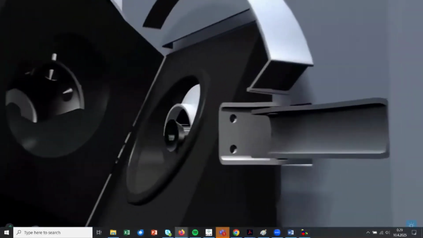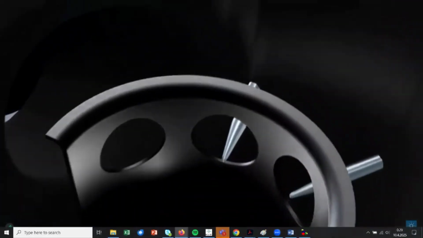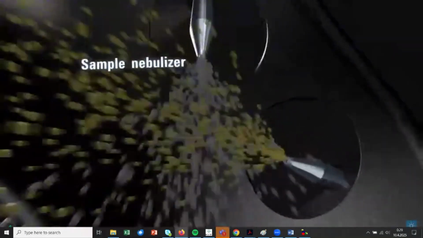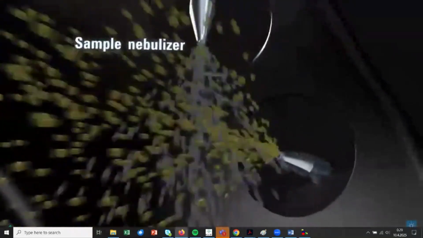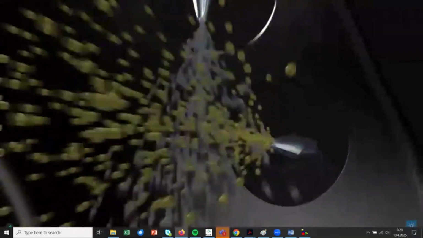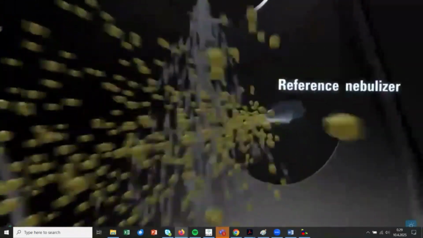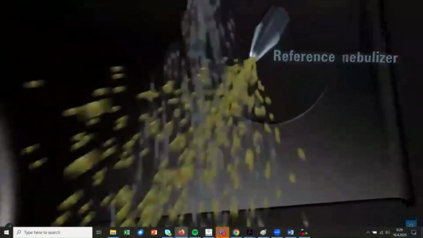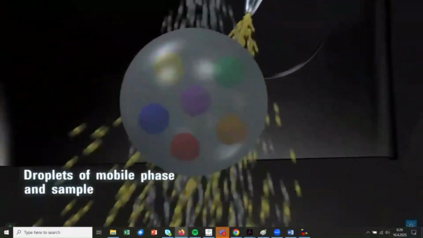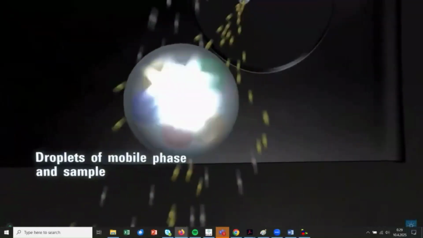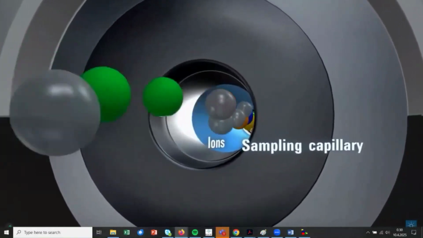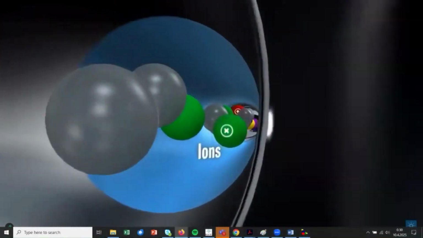Great sensitivity starts with superior ionization technology. Agilent's patented nebulization technology produces finer droplets and delivers more ions to the mass spectrometer. A second nebulizer introduces reference mass solution that ensures continual mass axis correction for the best possible mass accuracy. High-volume counterflow drying gas reduces noise related to incomplete drying of solvent droplets and keeps the sampling capillary and ion optics cleaner for reduced maintenance.